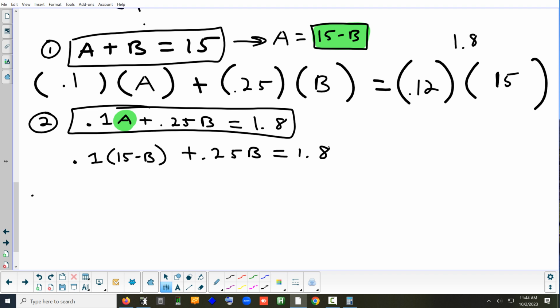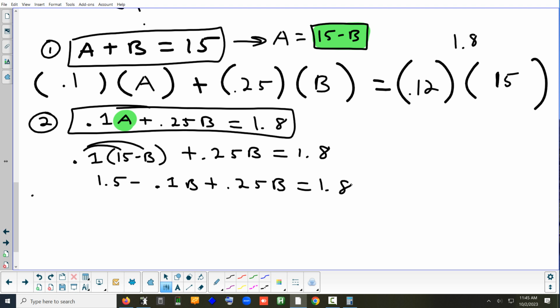All right. What do we do with the 0.1? Distribute. All right, we'll see how much we can do, and then if we need a calculator, we'll bring that up. What's 0.1 times 15? 1.5. 1.5 minus 0.1b plus 0.25b. Okay, any like terms I can combine on the left? Yeah. So what are you combining the 0.25 with? The 0.25b plus the 0.1b.